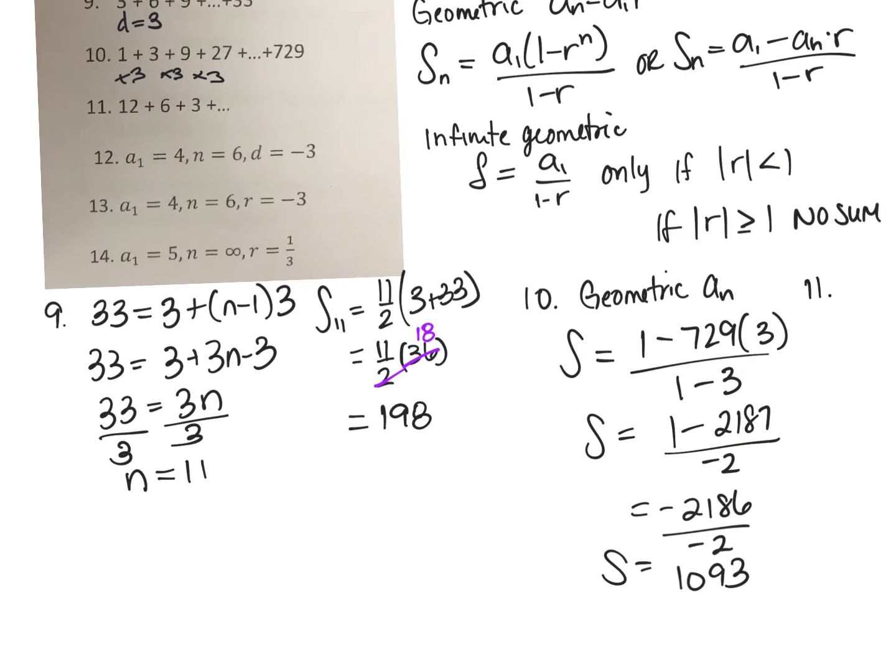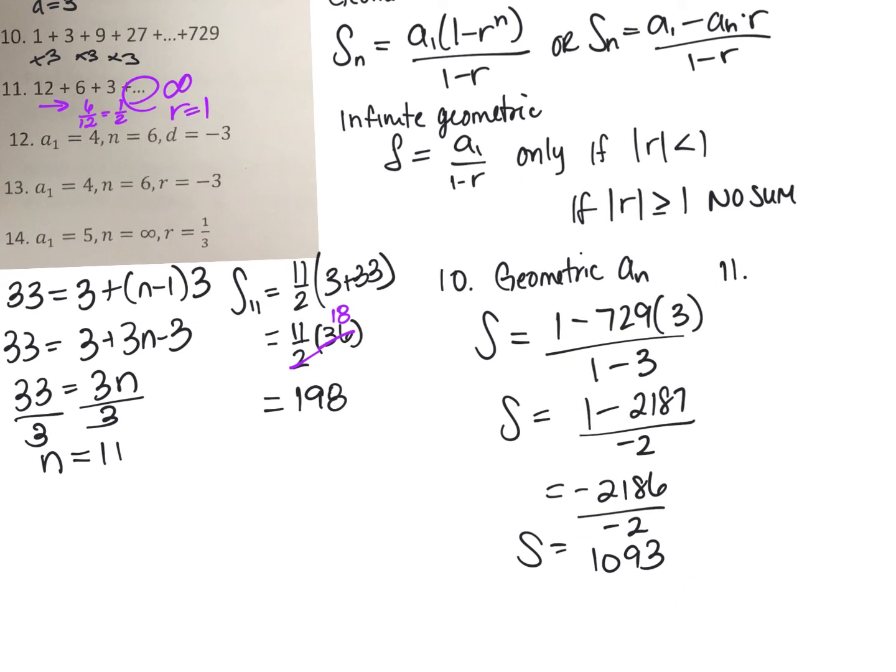Number 11, this dot, dot, dot means going on forever, so that means infinite. So I need to determine whether my r is less than 1 or not. It's getting smaller, and 6 over 12 is 1/2. So my r is 1/2, which qualifies for less than 1. The absolute value is less than 1. So I can use my infinite formula. My a1 is 12. So 12 over 1 minus r, which is 1/2. And 12 divided by 1/2 is 12 times the reciprocal, 2 over 1, 24.